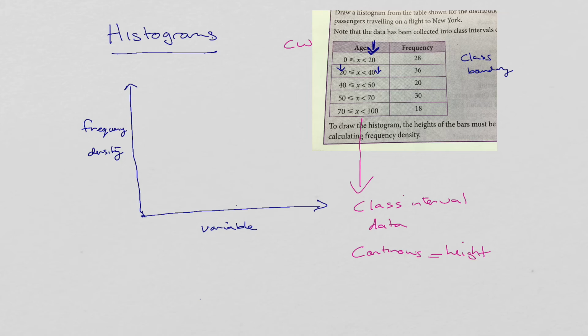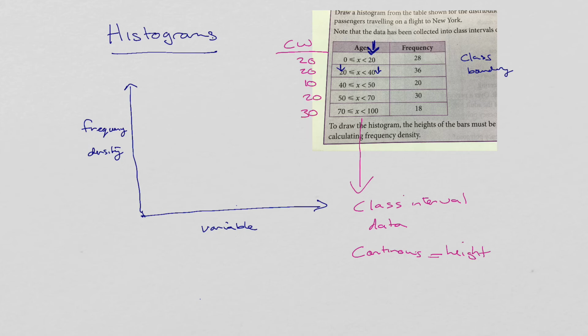So you look at the first one, the class width is 20. There are 20 marks in there. Second one, class width is also what, 20, yes? Third one, class width is? Fourth one, class width? And last one.